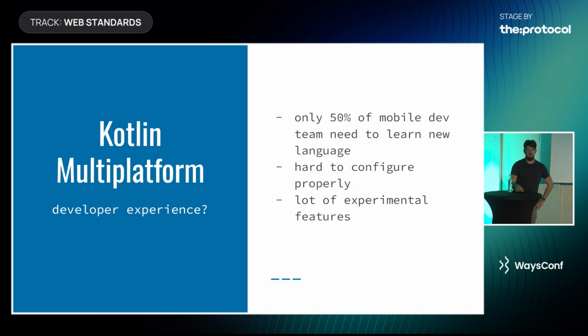So this should be quite nice, because only half of your mobile development team would need to learn a new language. It's another kind of problem to convince iOS developers to use something else than Swift, their main language for iOS development. But Android developers now can create iOS applications. But the hard truth is that there are still a lot of experimental features, and it's hard to configure properly. So if you have experienced developers in your team, give Kotlin multi-platform a chance.